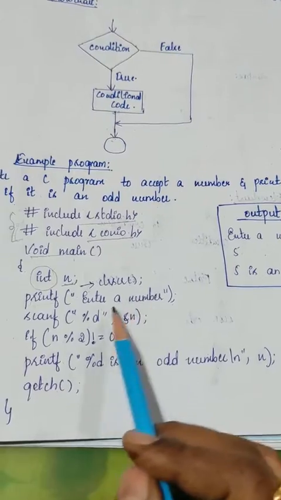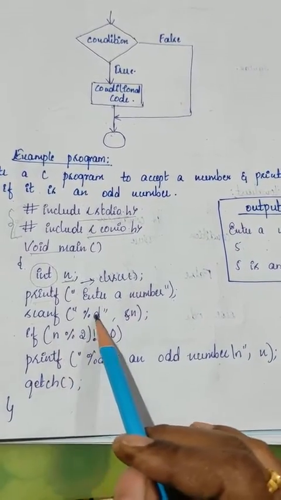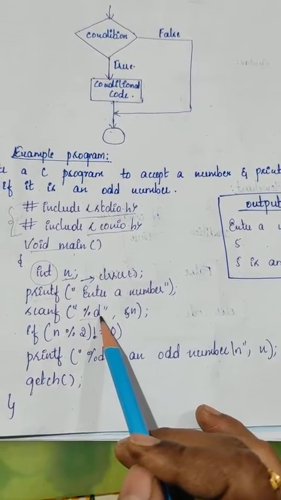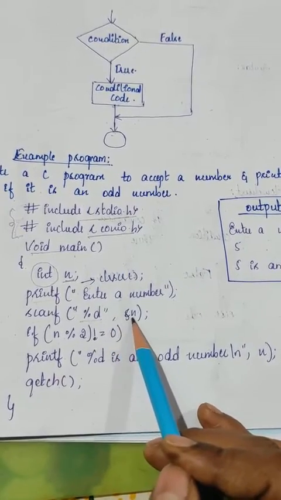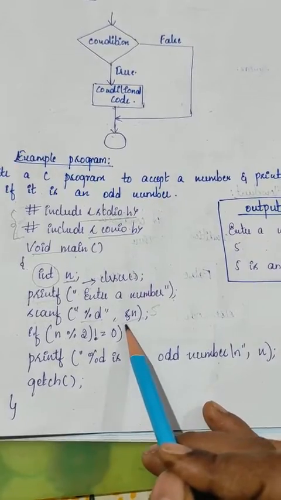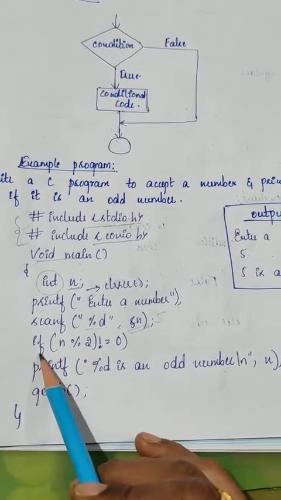So enter a number. According to the scanf statement, we want to store that value in the variable, right? For the integer, we use %d as the format specification, enclosed in double quotes, comma, &n. What number have we stored? 5. So it will be stored in n. Got it? Then we'll check with the conditions.